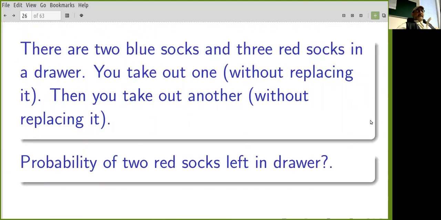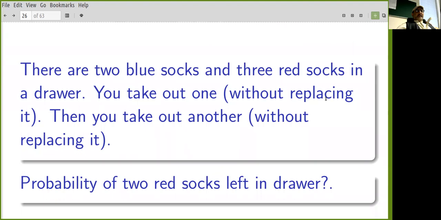Okay. Think about this one a little bit. Same setup. You have 2 blue socks, 3 red socks in a drawer. You take one out blindly without replacing it. You take out another one at random blindly without replacing it. What's the probability that you have 2 red socks left in the drawer?